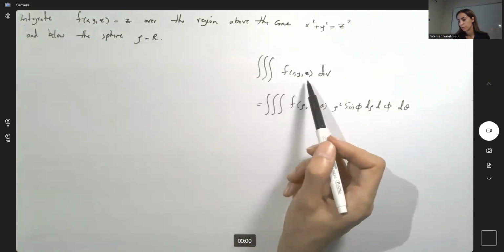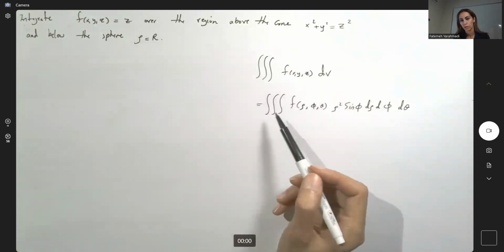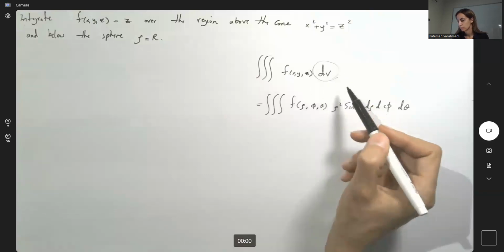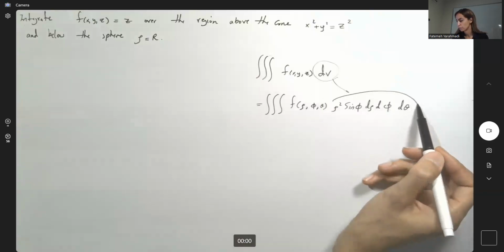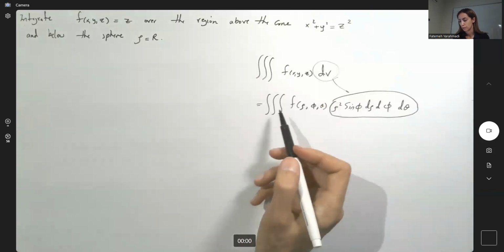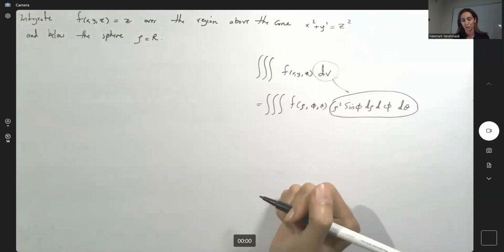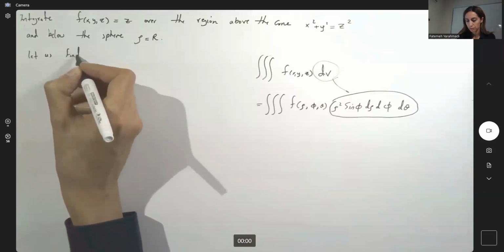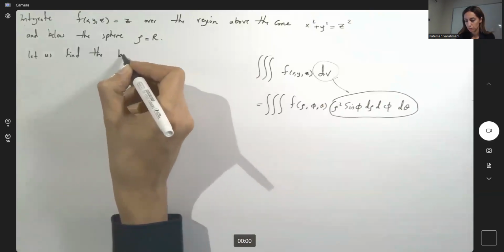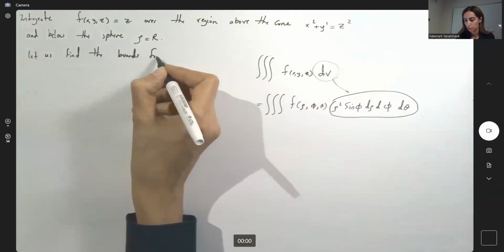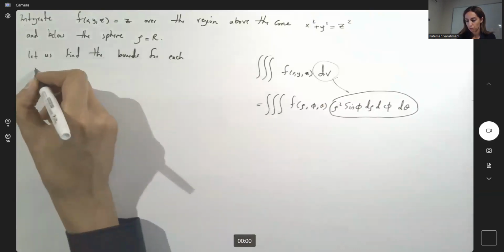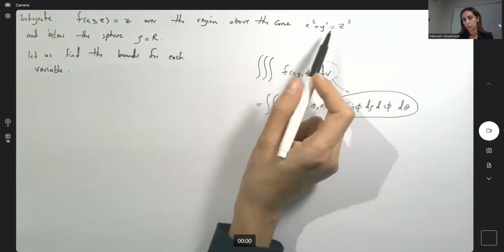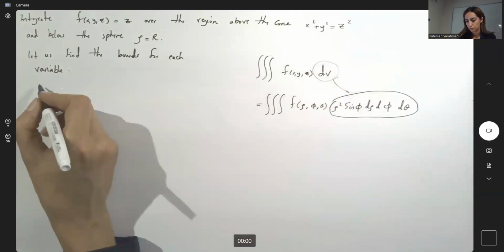Triple integral f of x y z dV, or you can convert that into spherical coordinates. dV becomes rho squared sine phi d rho d phi d theta, but we need to find the boundaries for each. So let us find the bounds for each variable. I'm going to start by working on the cone.